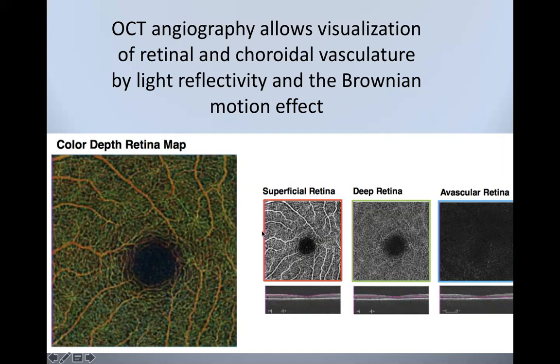And you'll notice there's blood vessels in superficial retina and deep retina. And this is really, really key. This is one of the major advantages of OCT angiography, is that we can now see the deep retinal plexus blood flow. We can't see it on fluorescein angiography.